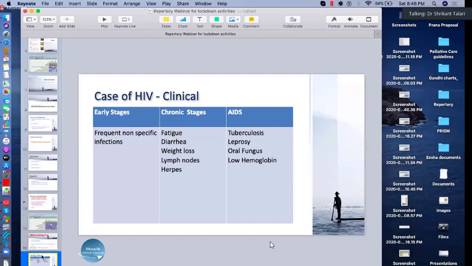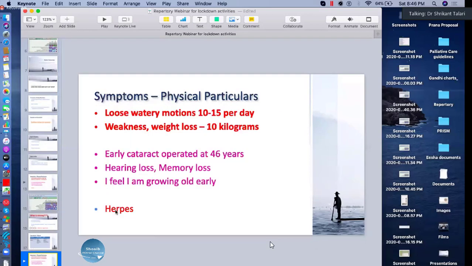So then I go ahead and I look at the same symptoms again. So I realize loose motions, weakness and herpes, all these three symptoms are common symptoms of the disease. So what is peculiar here is hearing loss, memory loss, cataract, correct? So now another option, I can only take these three symptoms. I can say cataract, I can say hearing loss and memory loss as characteristic symptoms.